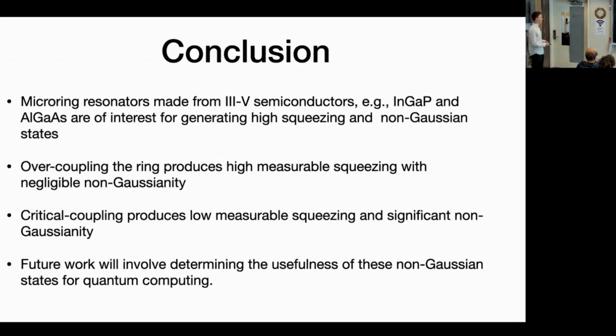So in conclusion, I showed you results for InGaP, which is a III-V semiconductor, and there are other III-V semiconductors like AlGaAs. These are of interest because they can generate high squeezing, and it looks like there's potential for generating these non-Gaussian states with these materials. I also showed you that overcoupling the ring produces high measurable squeezing, but there was negligible non-Gaussianity. Alternatively, critically coupling produces low measurable squeezing, but there was significant non-Gaussianity. So this might be a good situation to look for these non-Gaussian states.